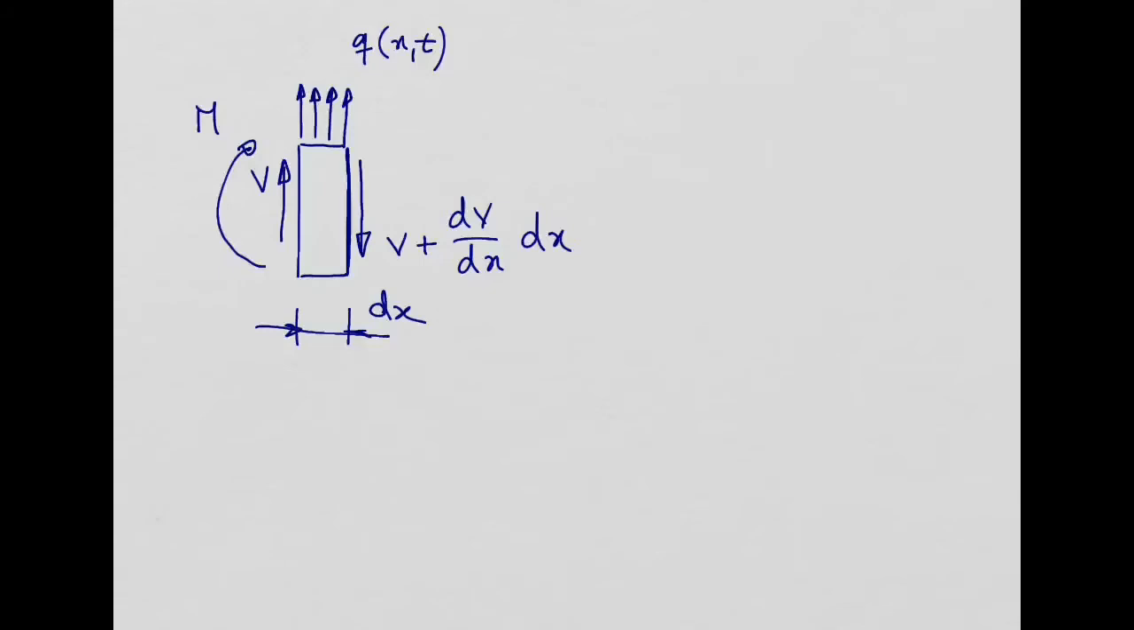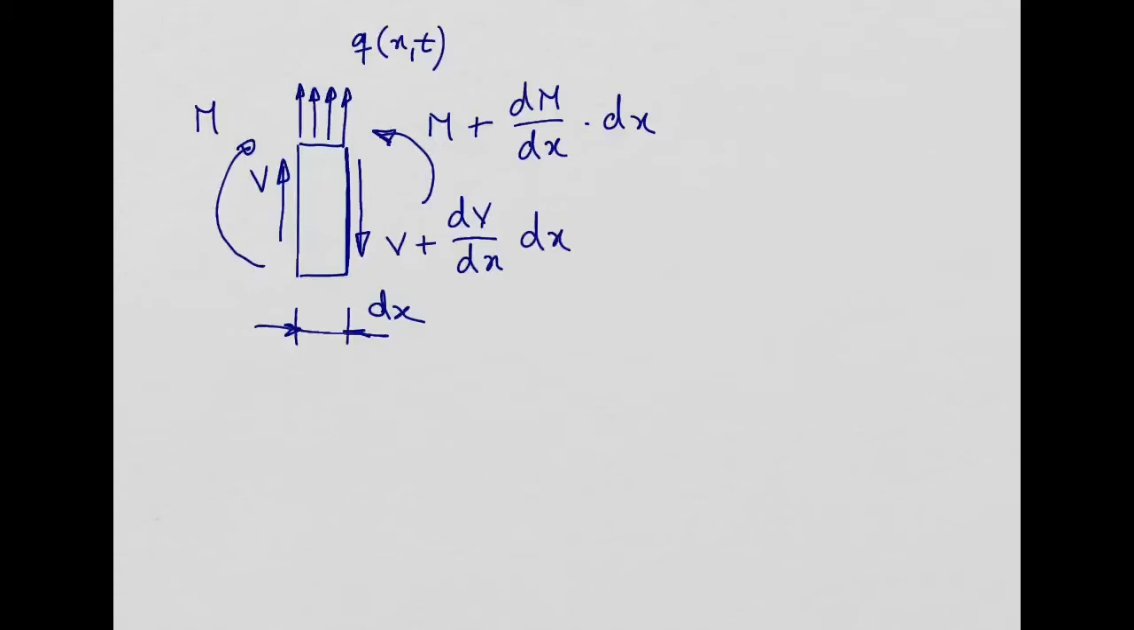We will also have on this wall a bending moment, which is going to be equal to the bending moment of the cross section on the left hand side, plus a delta M, which we will represent as the derivative of M in order to x times dx.